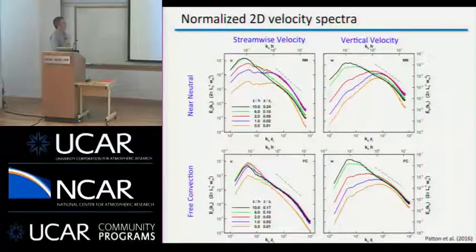If we start with the near neutral case, you can see that we have a near minus 5/3 slope, as you might expect, well above the trees. But as you start to approach the trees, you see an enhancement in the energy at scales more related to the canopy scale itself. So this is that generation of canopy scale motions manifesting itself in the spectra.